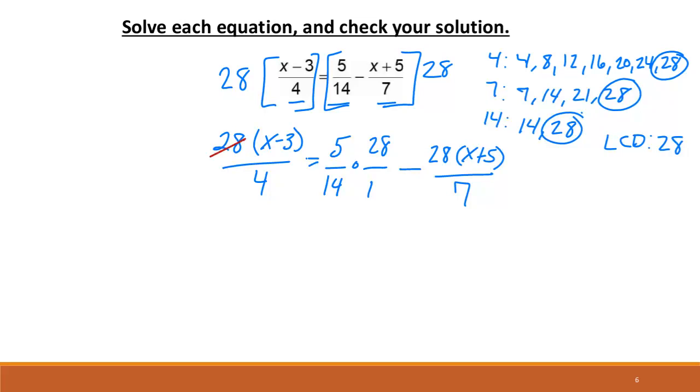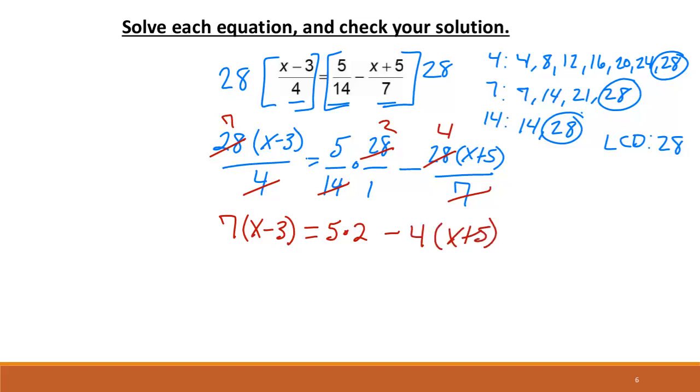So 28 divided by 4 gives me a 7. So I'm left with 7 times x minus 3 equals, here 14 and 28 leaves me a 2 right here. So I'm left with 5 times 2. And then 28 and 7 here, it leaves me a 4 here. So I'm left with 4 times x plus 5.